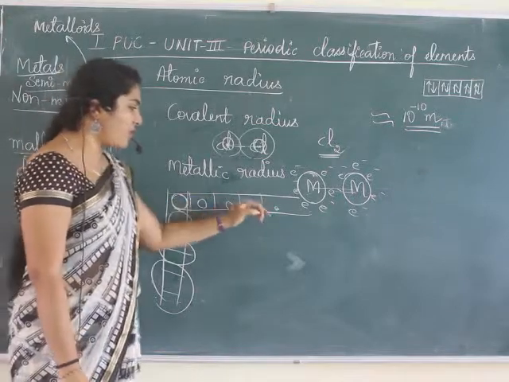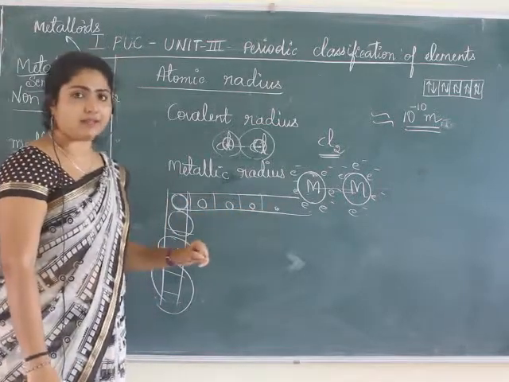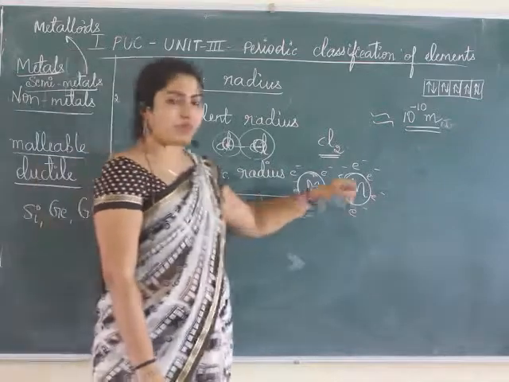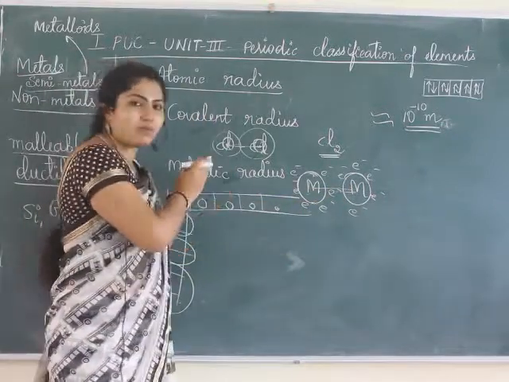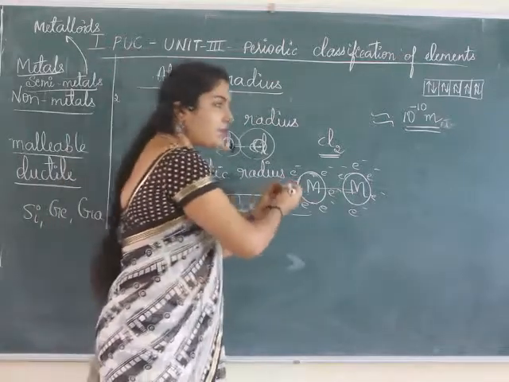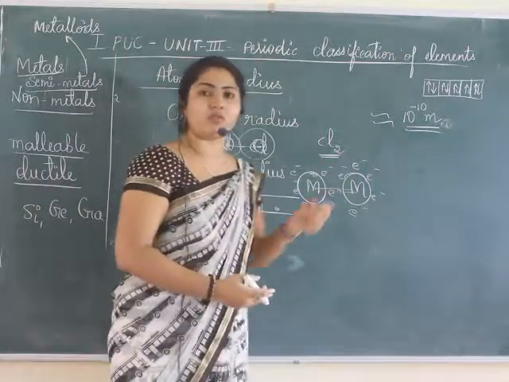The atomic radius goes on decreasing across the period. That means compared to one element, the next element will have a smaller size. Again the next element is smaller, and the size goes on decreasing.